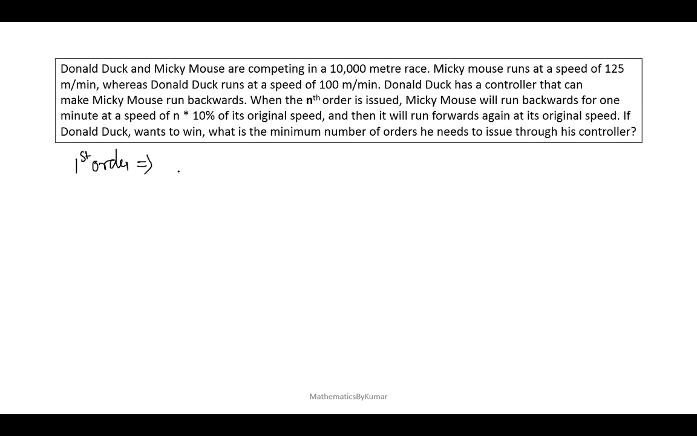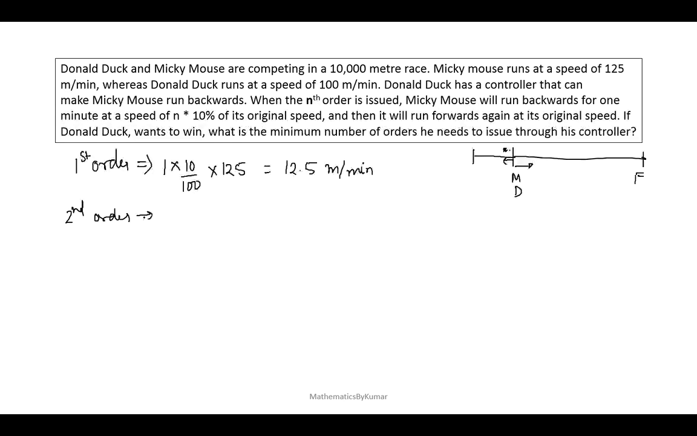So Mickey Mouse is running backwards. How much distance is he covering? He is running at a speed of 1, which is the first order, multiplied with 10% of the original speed, which is 125 meters per minute. So this comes out to be 12.5 meters per minute. Suppose this is the starting point where Mickey and Donald start the race, and this is the finish point. In the same minute that Donald is running forward 100 meters, Mickey is going back 12.5.